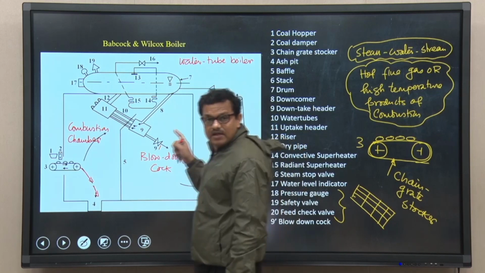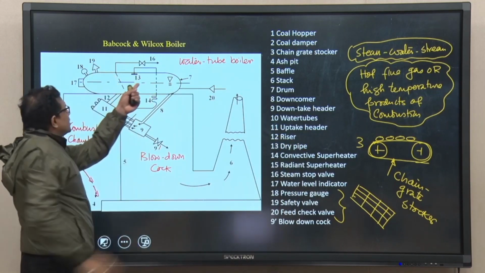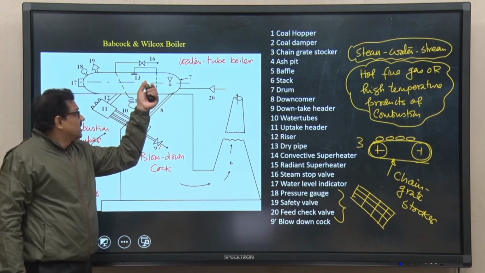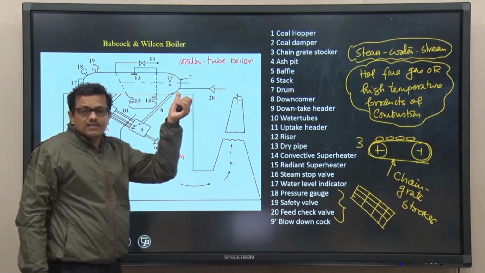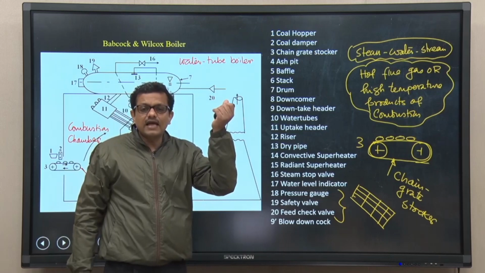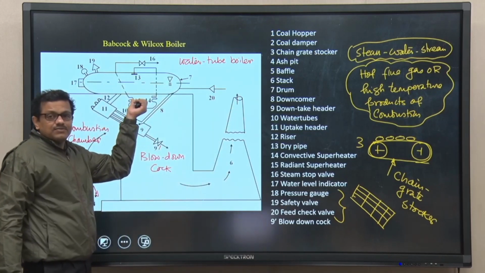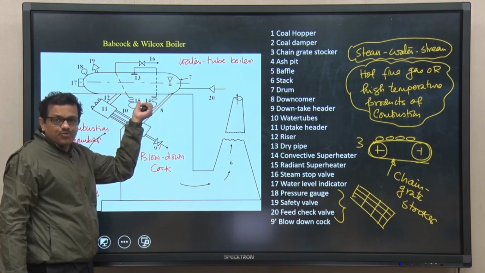and the steam will move through the riser, that is 12, steam is lighter, and then it will go at the top and it will be collected at 13. Now, 13 is dry pipe, because you know if dryness fraction is very poor, then even after allowing that steam through the convective and radiative superheaters, 14 is convective superheater, 15 is radiant superheater.